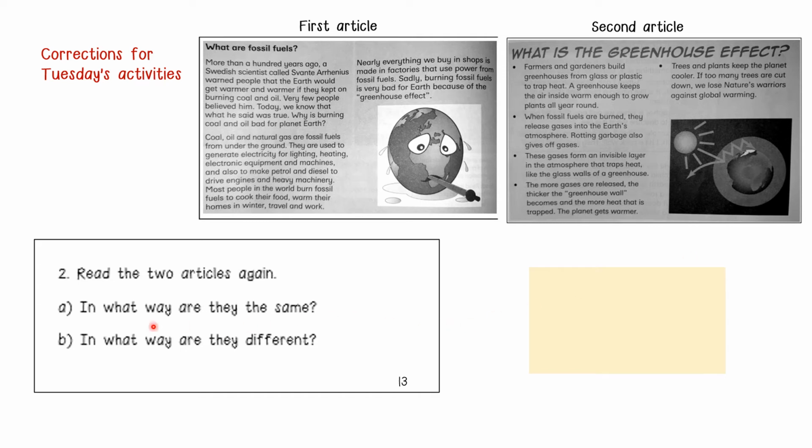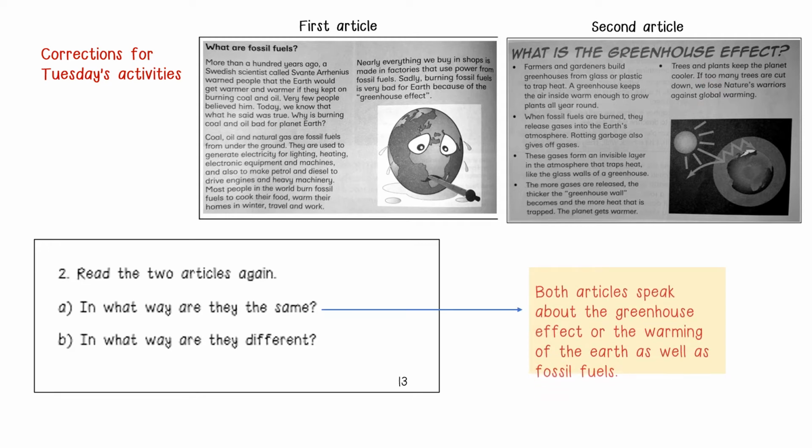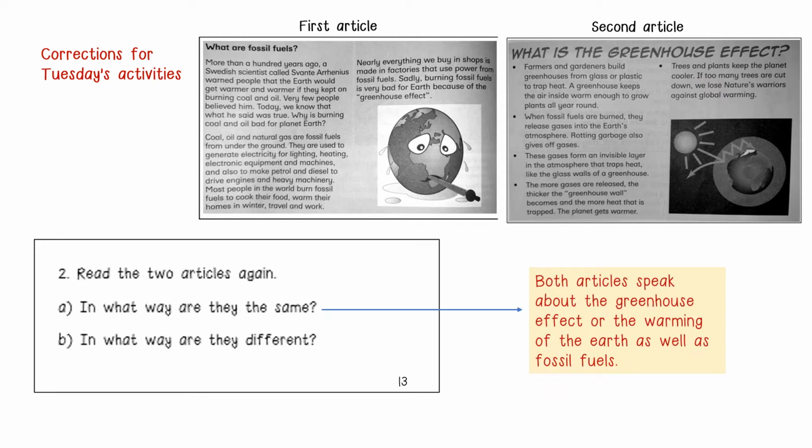A says, in what way are they the same? So this is the first article about fossil fuels, and this is the second article about the greenhouse effect. In what way are these articles the same? And your answer is, both articles speak about the greenhouse effect, or the warming of the earth, as well as fossil fuels.